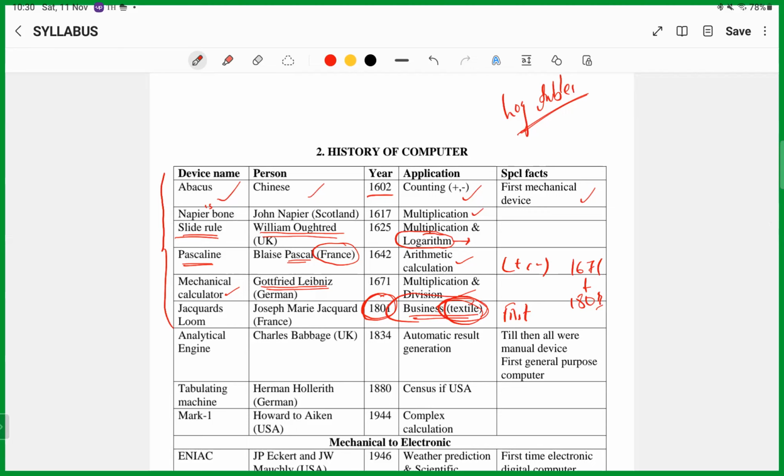ಯಾಕೆ ಟೆಕ್ಸ್ಟೈಲ್? It is a period of industrialization, in a period of industrialization in Europe. Industrialization wide scale ಆಗ್ತಿತ್ತು. So this person found out this device, for their comfortability, ಟೆಕ್ಸ್ಟೈಲ್ ಬಿಸ್ನೆಸ್ ಅನ್ನ ಸ್ಟೋರ್ ಮಾಡಕ್ಕೆ, ಡಾಟಾ ಸ್ಟೋರ್ ಮಾಡಕ್ಕೆ ಯೂಸ್ ಆಗ್ತಿತ್ತು. ಓಕೆ, till here, starting from abacus till Jacquard's loom, they are basically mechanical devices.